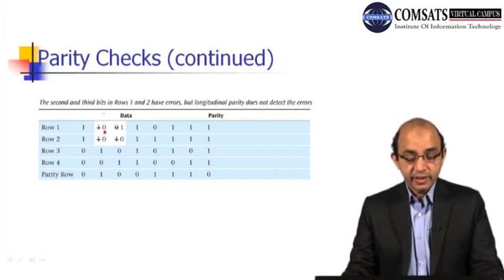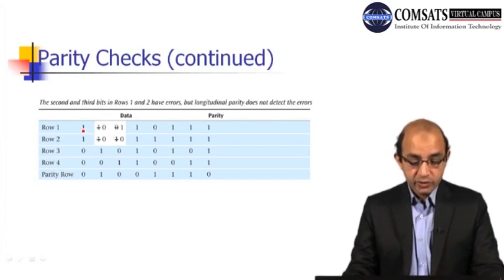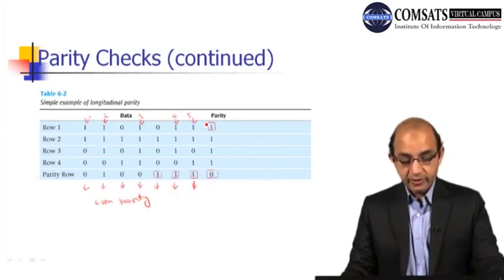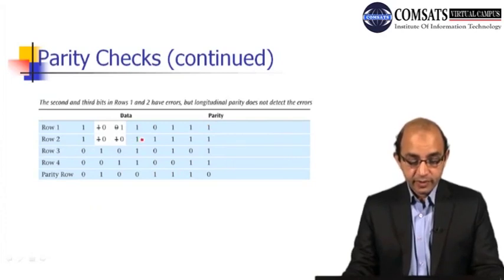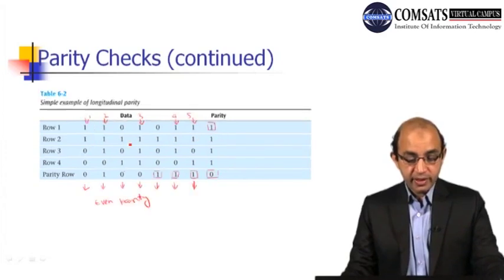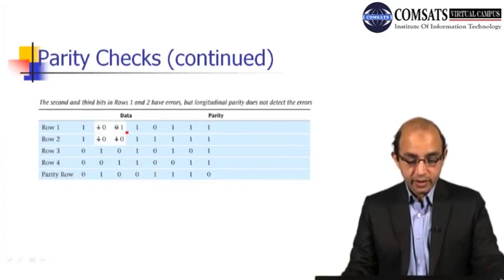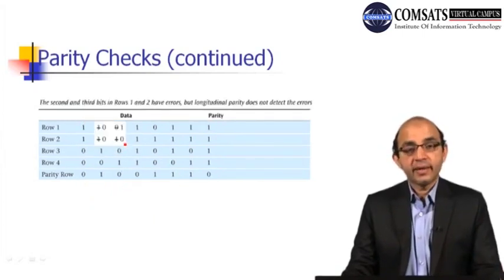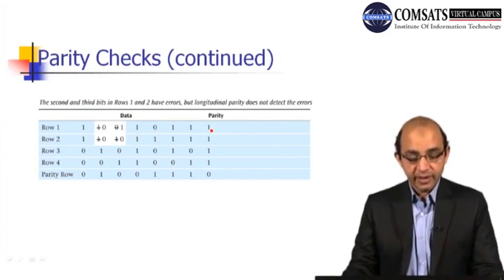Okay, so you can see the longitudinal parity is not detecting errors. So 1, 2, 3, 4, 5. So again, this is 1. In the previous slide you can see 1 here, and 1, 2, 3, 4, 5, again 1 here. But if we look at the data, this is 1, 0, and here we have 0, 1, and here we have 1, 1, and here we have 0, 0. So there is an error in 2 bits, but the longitudinal parity is not capable of detecting it.